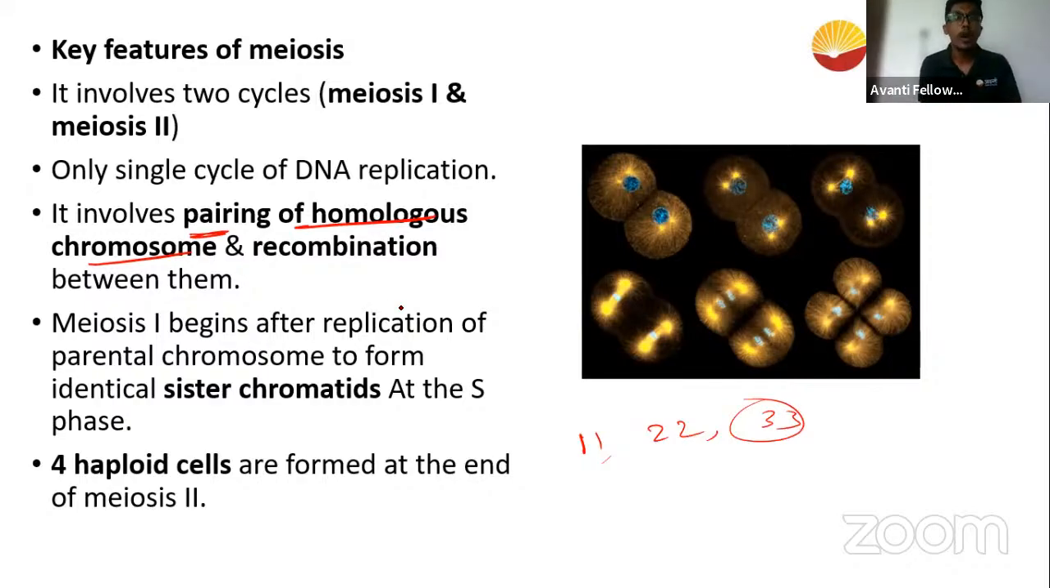Next, recombination will happen. I'll explain what recombination is. The next important process in meiosis is recombination. Pairing of homologous chromosomes and recombination are the two major steps in meiosis. Simple and plain. So let's see what happens. We are going to the process of meiosis. When does meiosis start? After the replication of chromosomes. The chromosome replication has happened and the chromosomes have formed by the end of S phase. Now we go for meiosis.